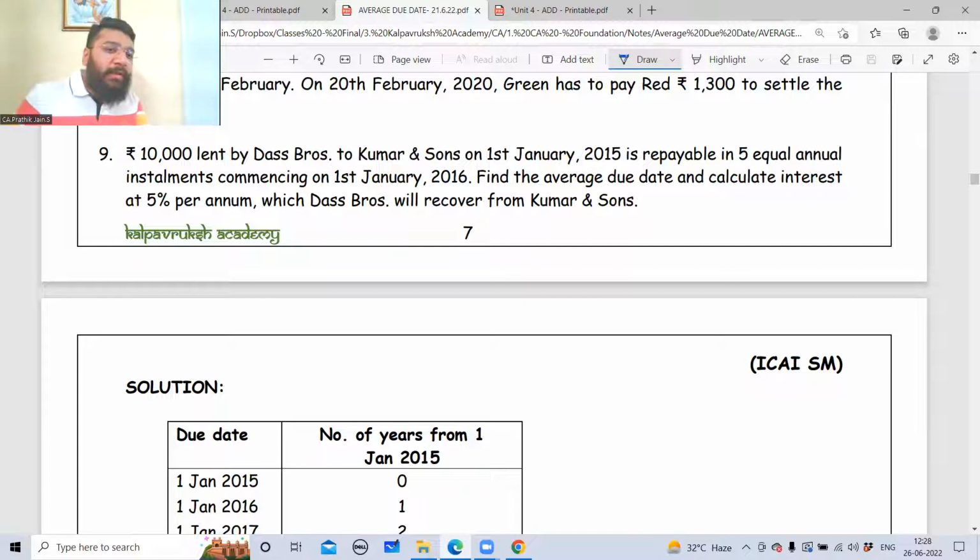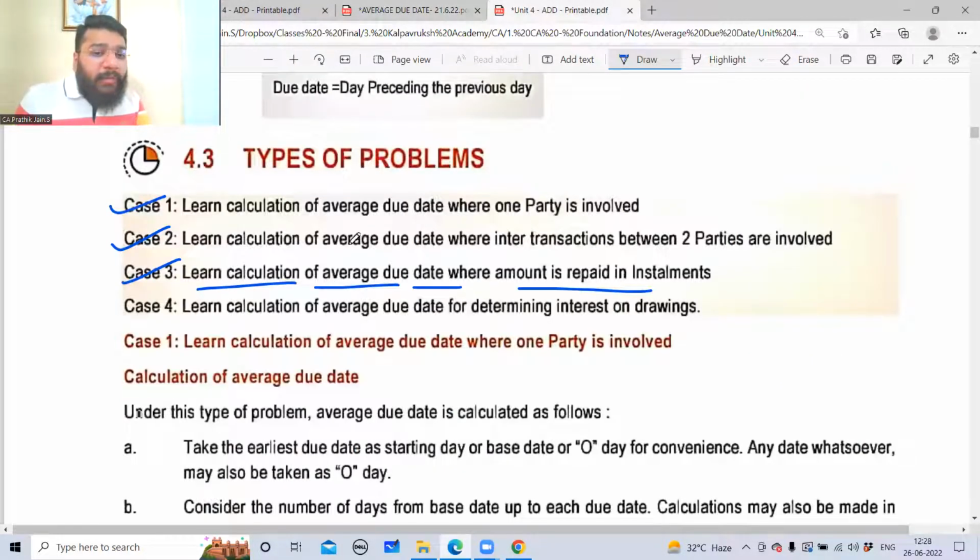So if you see this question, they have done it in a slightly unique way, right? So what is this case, guys? This is a case where you have to calculate the average due date where the amount is to be repaid in installments, which means you have taken a loan and you have to pay the loan in multiple installments. Instead of paying in multiple installments, you are supposed to come to a date on which you'll make the entire payment of the loan plus whatever interest is agreed, and that interest also should not be compensated or compromised. You will understand this when I do this question.